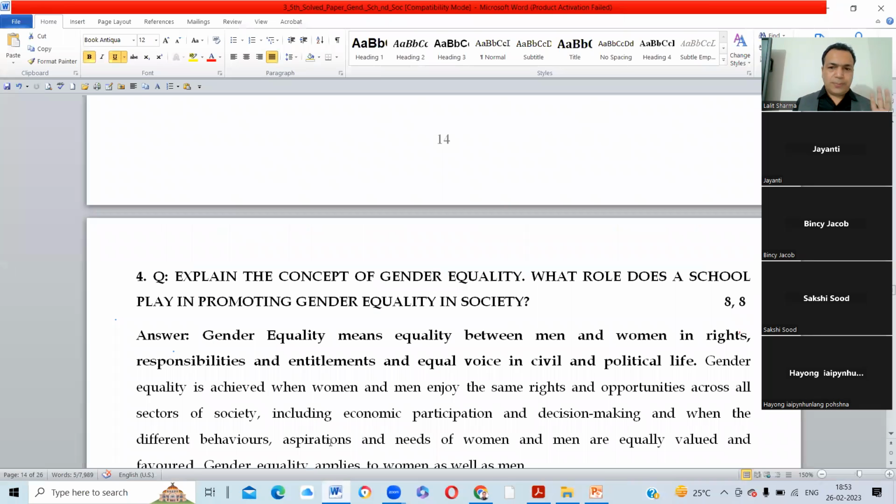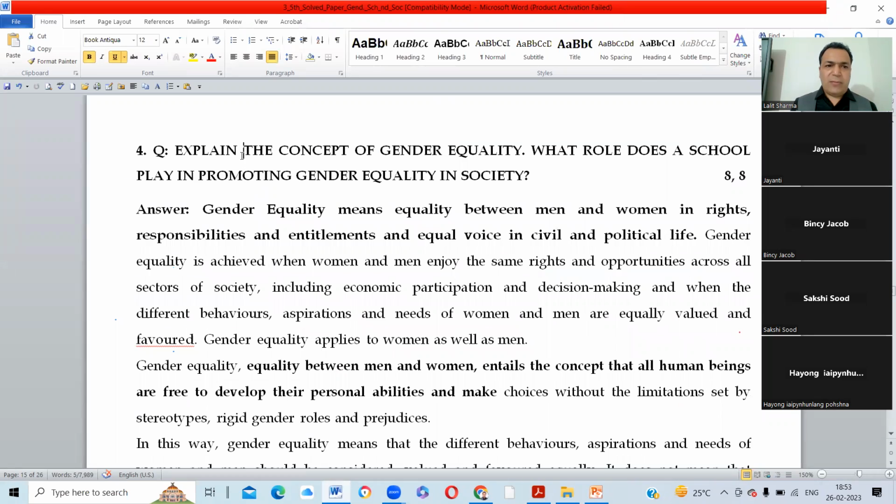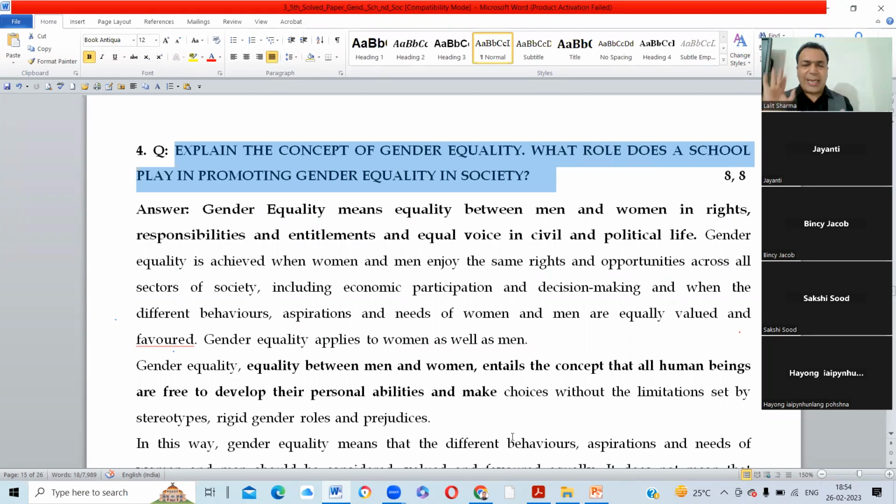So we move to our notes. See the fourth question. Okay, explain the concept of gender equality. What roles does a school play in promoting gender equality in society? Okay, so basically these two questions are 8 marks questions, right? Gender equality I have just finished in the PPT. You have seen that, right? Gender equality. What is the need and importance of gender equality, right? Where male and female, okay, they enjoy the same responsibilities, same resources, same rights. Okay, this is called gender equality.